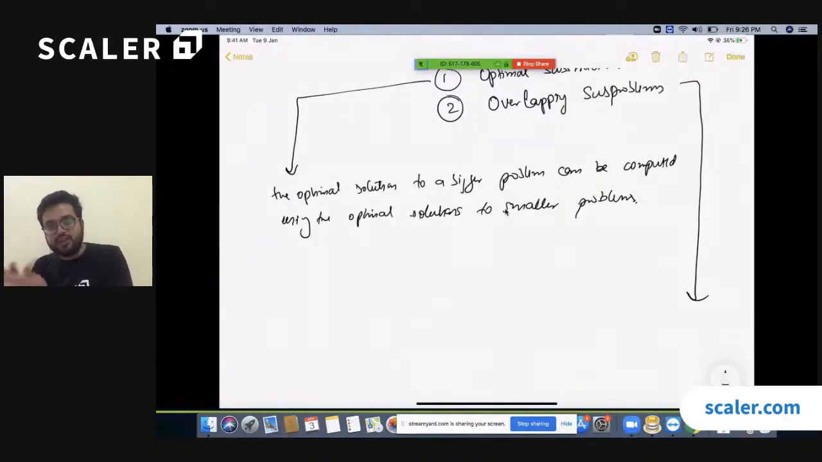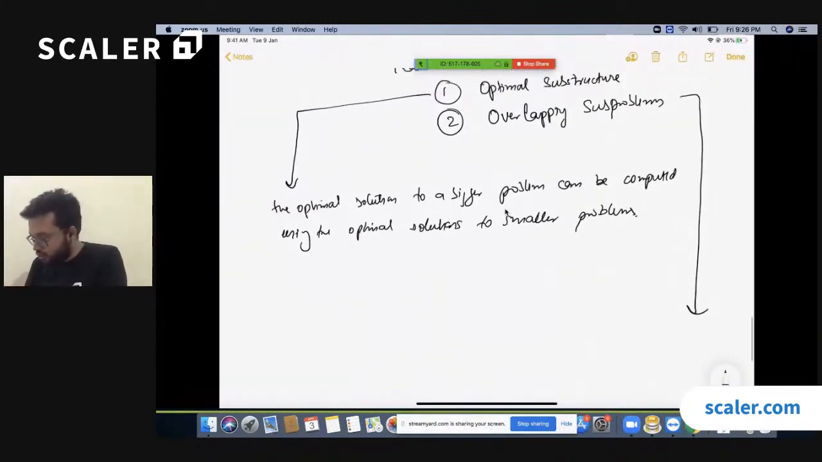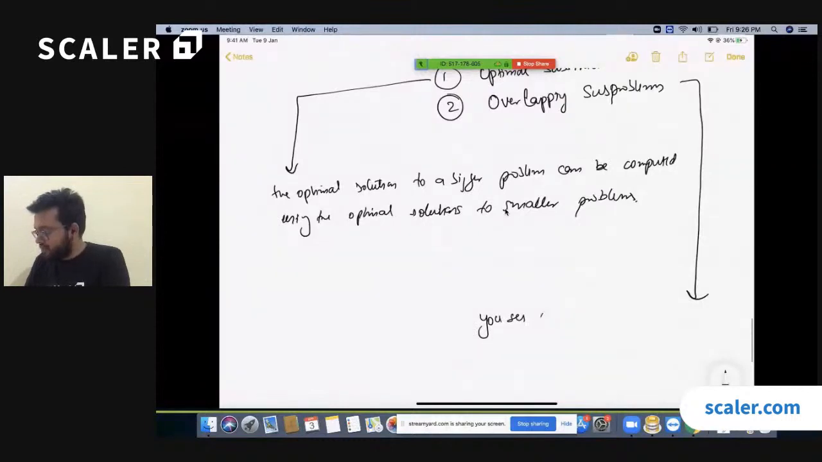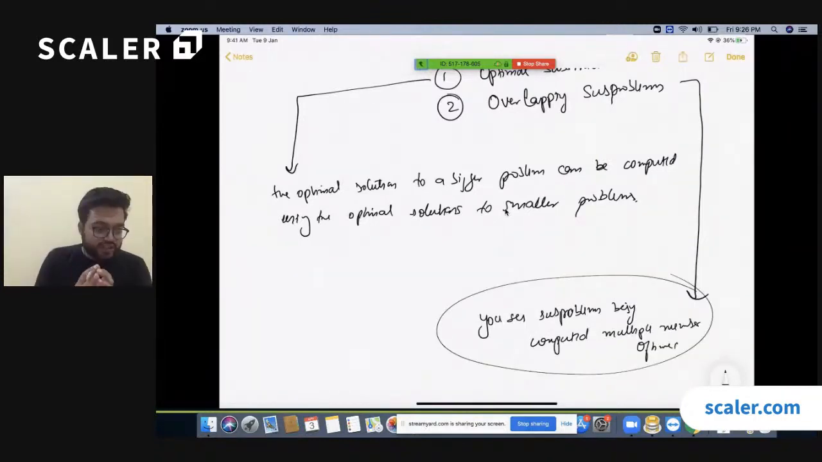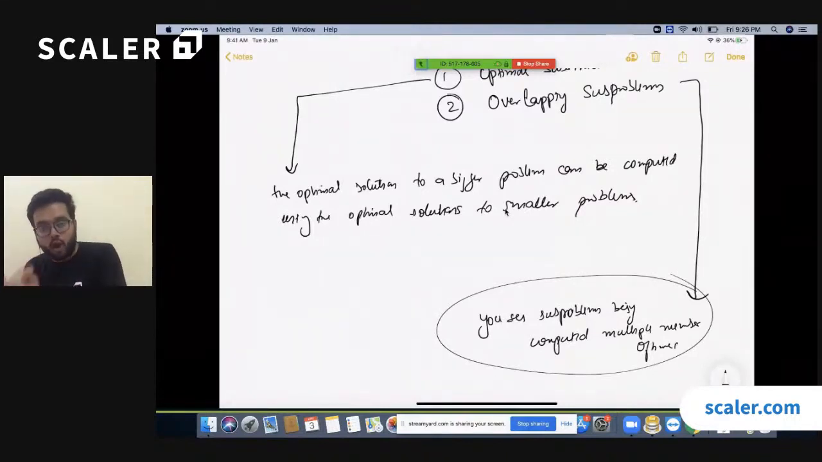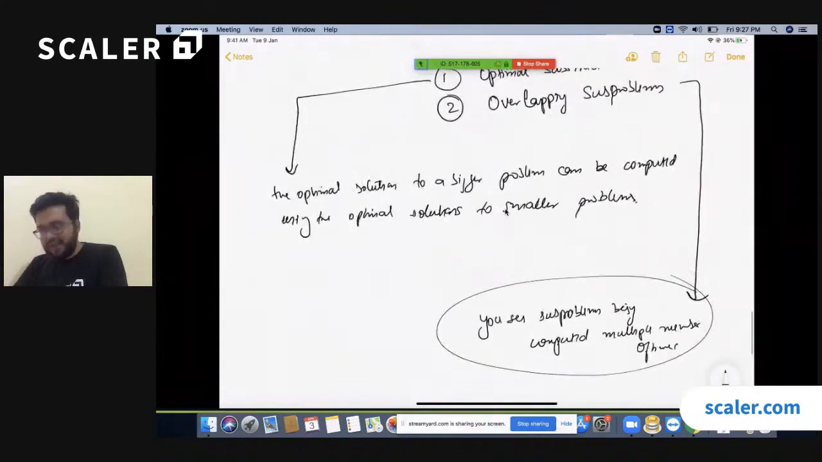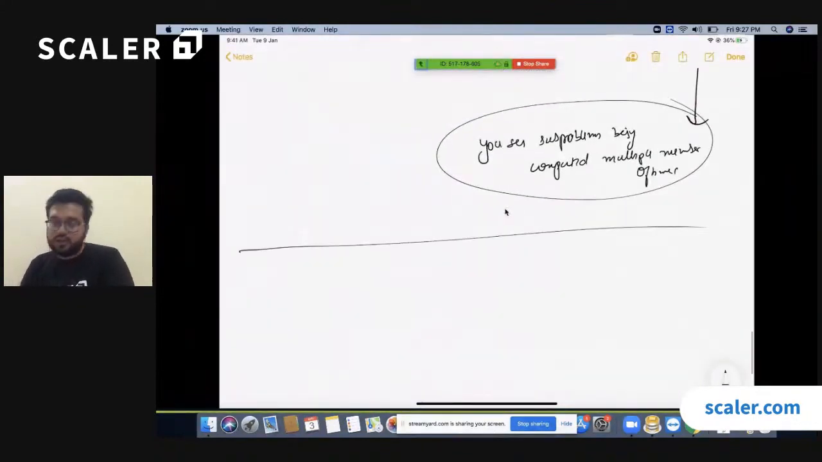The moment you see that, you can stop doing that, and then you call your solution a dynamic programming solution. Okay. So you see subproblems being computed multiple number of times. Now, these are the two features which will help you to judge whether a problem can be solved using a dynamic programming paradigm or not. Now, keeping this in mind, let's try to solve a few problems, and then we would keep on building on the concepts using those problems.